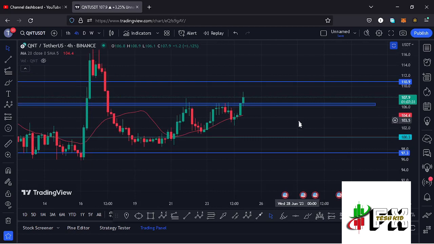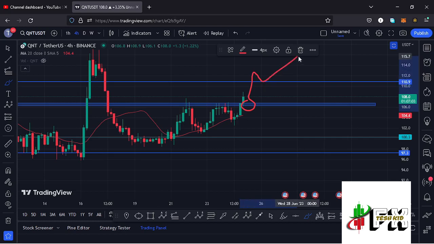And at the time of this recording, Quant has managed to break above a key area of resistance at around the $106.5 mark, which is now acting as support for us to continue gearing up. There are high chances that Quant is going to continue gearing up and see a break above our next key area of resistance at around the $110.9 mark. And after a break above that, we can watch out for a successful retest.